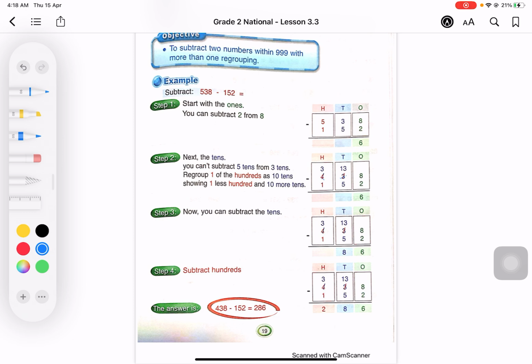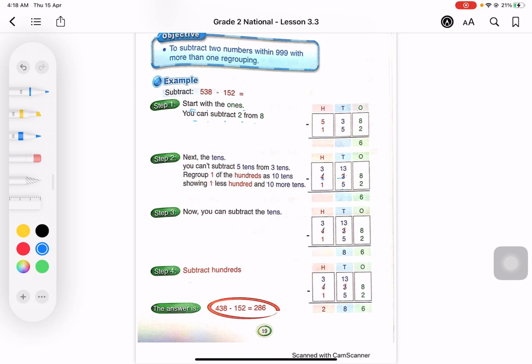Now, next, go to the second step. I will go to the tens. Here is the tens. 3 minus 5, you can't subtract 5 tens from 3. What you are going to do is regroup one of the hundreds as 10 tens.